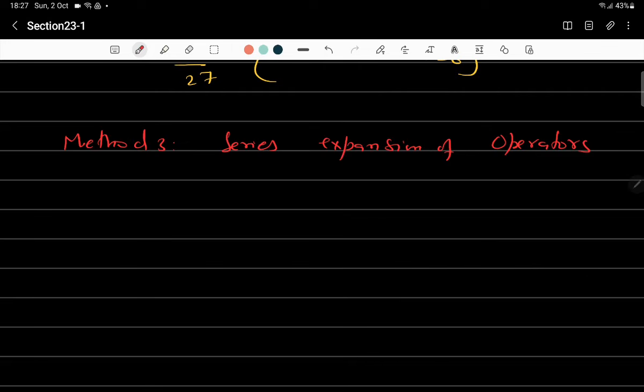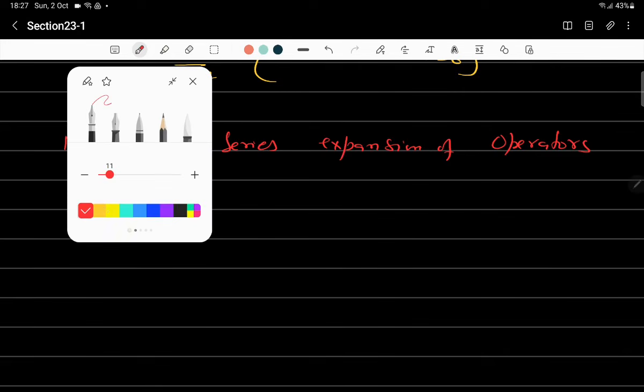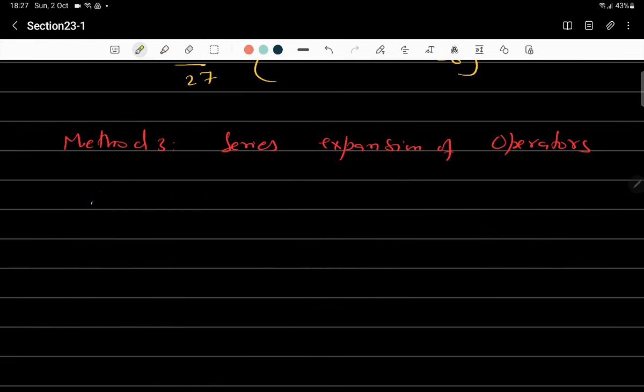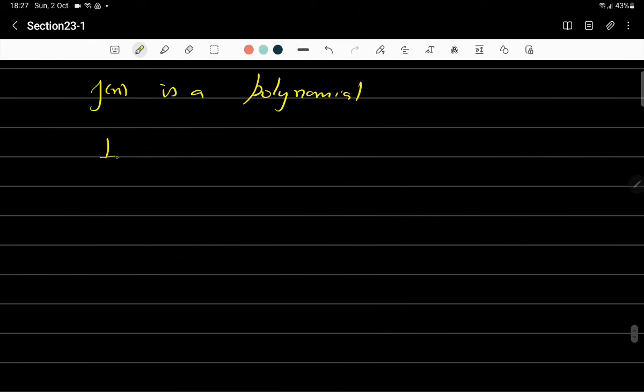So in this case I will consider a special case first, when f of x is a polynomial. So I will use the following geometric series. 1 by 1 minus r is 1 plus r plus r square, and so on, and 1 by 1 plus r is 1 minus r plus r square minus r cube, and so on.